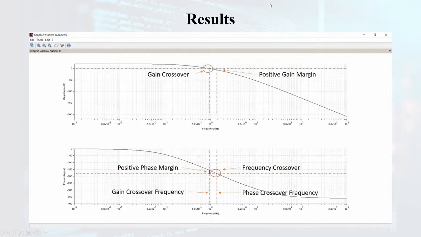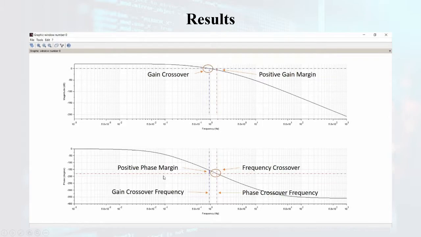So this is the graph, the Bode plot generated by Scilab. In the graph, this is the gain crossover, which intersects the line at 0. From that, we can determine that there is a phase margin. So in this graph, the phase margin is positive. And on this blue line, this is the gain crossover frequency.